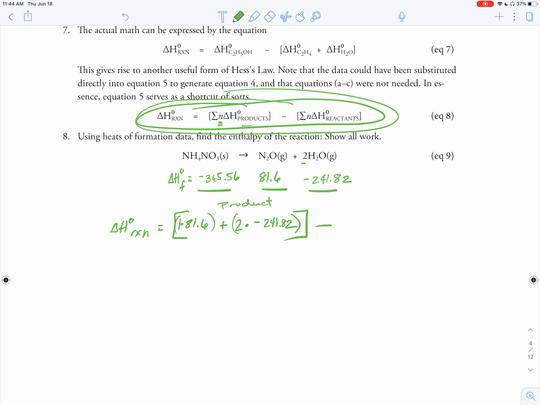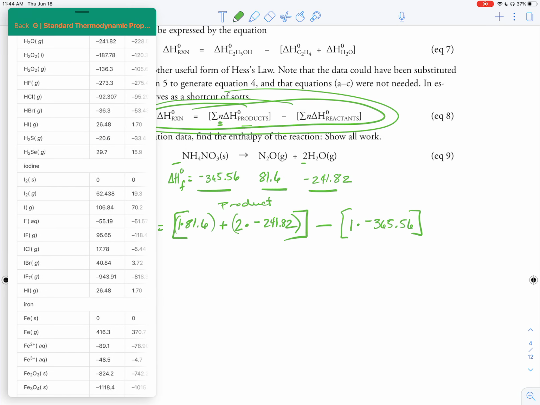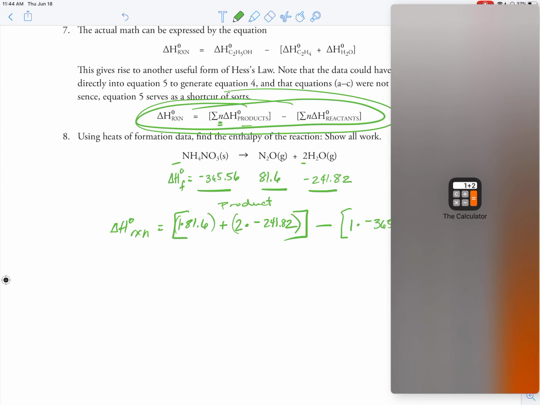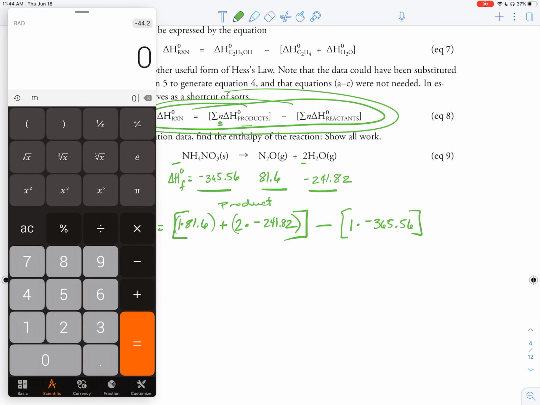And you're going to subtract from that all of the reactants, and it turns out there's only 1. But it'll be 1 times negative 365.56 because the n is 1 for this particular substance. And so it's just a matter of plugging those into a calculator. Let me pull up a calculator here. And here we go. So I'm going to do this section first. So 2 times negative 241.82, and then I'm going to add that to 81.6. And that should give me a value of negative 402.04.